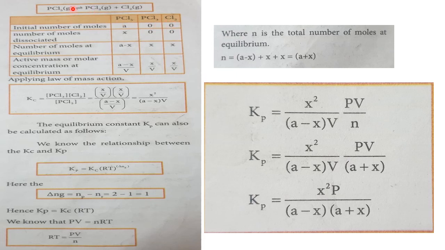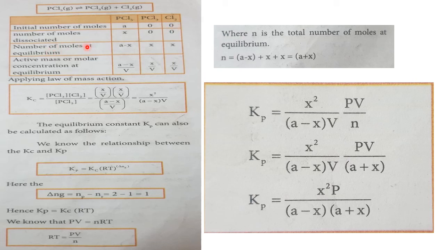Okay, so the order given in this equation is the same: PCl5, PCl3 and Cl2. Initial number of moles: here also we are taking A moles of PCl5 in V volume of a container. So the initial number of moles of PCl5 is A, and the products are not formed yet. The products here are PCl3 and Cl2, so they are 0 and 0.